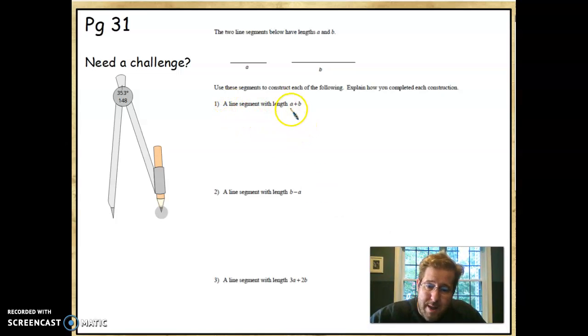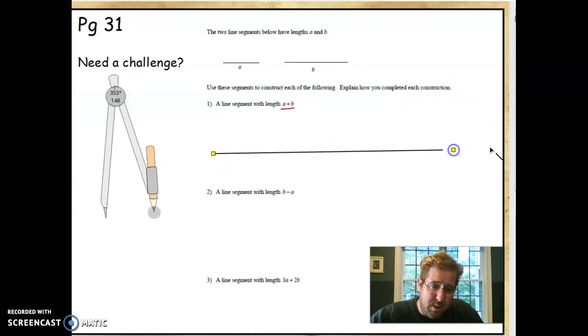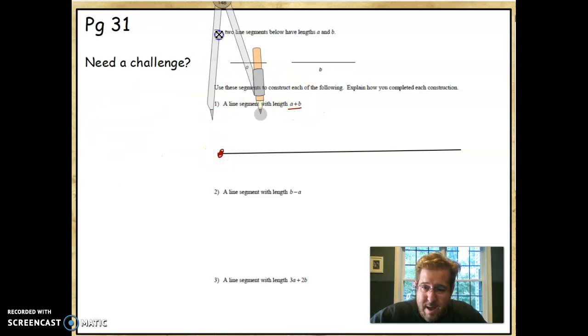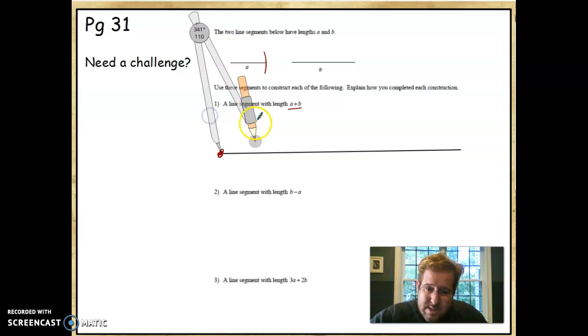So we want to form a line segment that is A plus B. We have two segments, segment A and segment B. So I'm going to do the exact same first step and give myself a long ray, and give myself one endpoint, and I'm going to do A plus B. I'm going to measure A first. So I'm going to put my fixed point one end on A, pencil on the other end, and make an arc. Come down here, and basically this is just copy an angle.